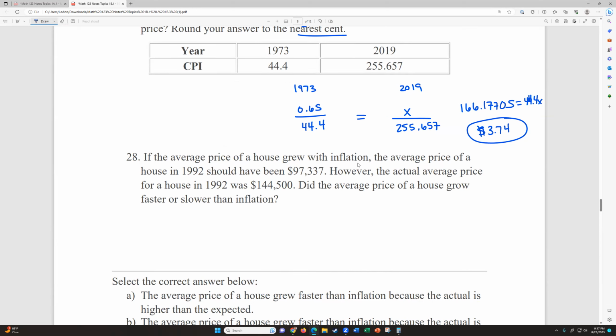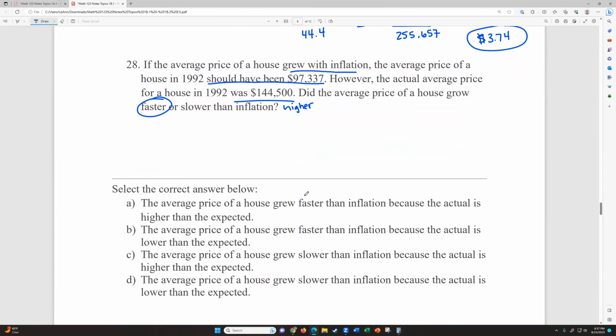Did the average price of a house grow faster or slower than inflation? If it should have been this and it's higher, that means we saw the average price going faster than inflation. Remember, "should have been" is what the CPI would have tracked for us based on the inflation. Since this one is definitely growing much faster price-wise, we could throw out any that say slower. Average price grew slower. Those would not work. So let's read our A and B option.